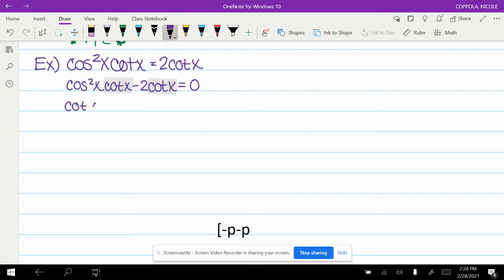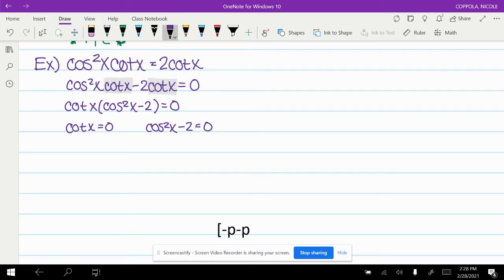So if I factor out the cotangent of x, on the inside of my parentheses, I'm left with cosine squared x minus 2. And now I just need to set each piece equal to 0. So I'm looking at cotangent of x is equal to 0 and cosine squared x minus 2 equals 0.